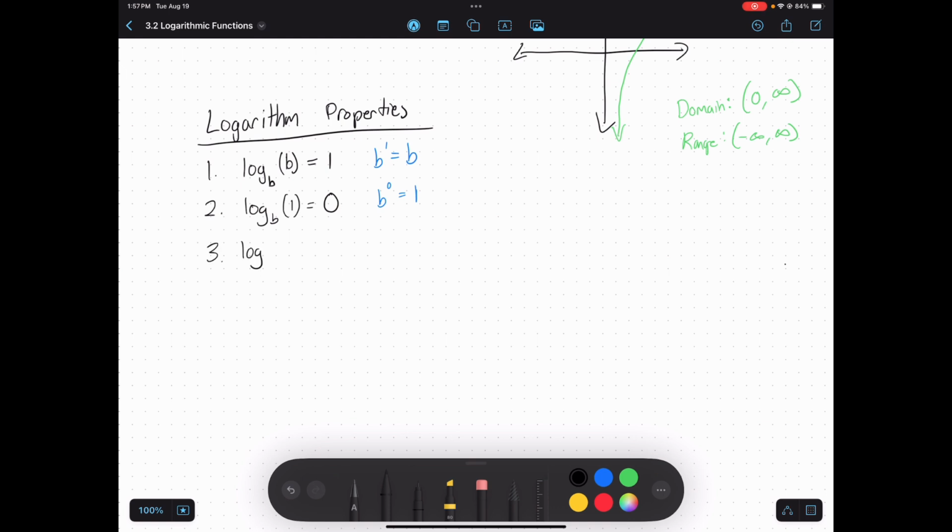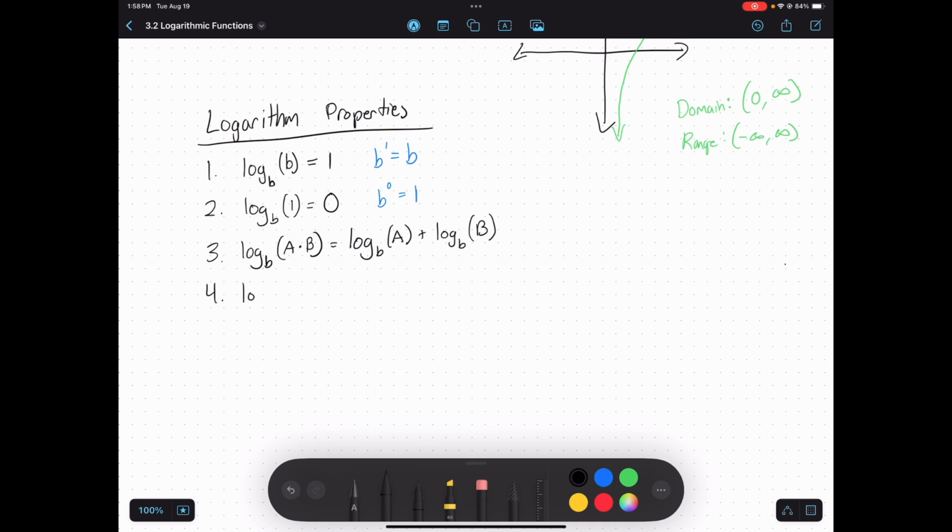Moving on, this is where the properties get really cool. If you have log base b of two numbers that are being multiplied together, I'm going to use capital A and B because we're already using lowercase b, then I can actually split this up into two different logarithms that are added together. Notice, though, that the base of the logarithm stays the same. The base is still lowercase b. And you might be wondering why this works. Well, it's all based off of exponential properties, because these two things are very closely related, logarithms and exponentials.